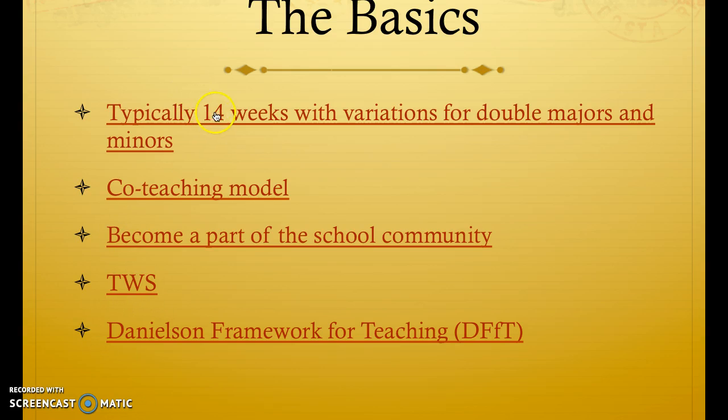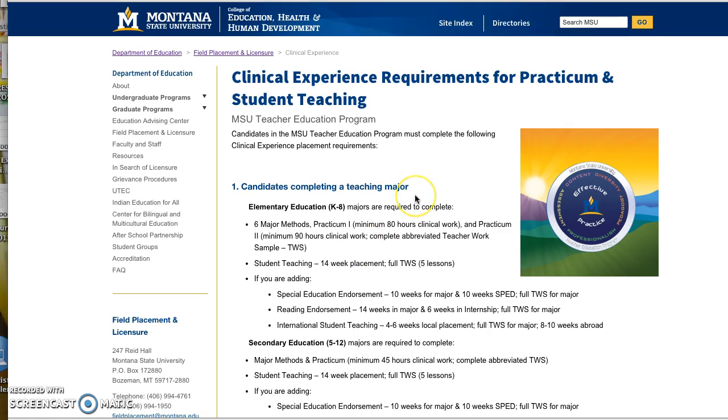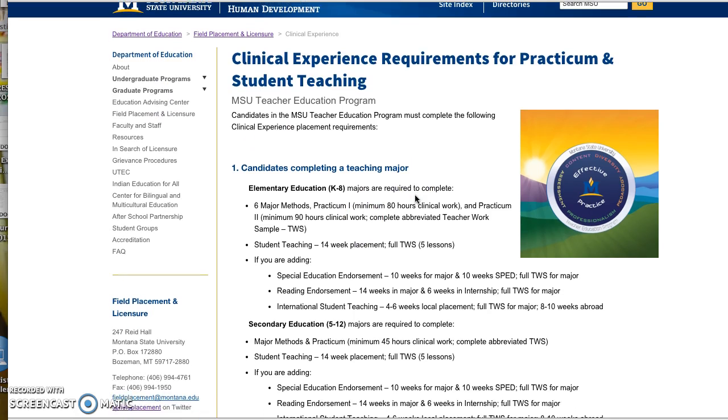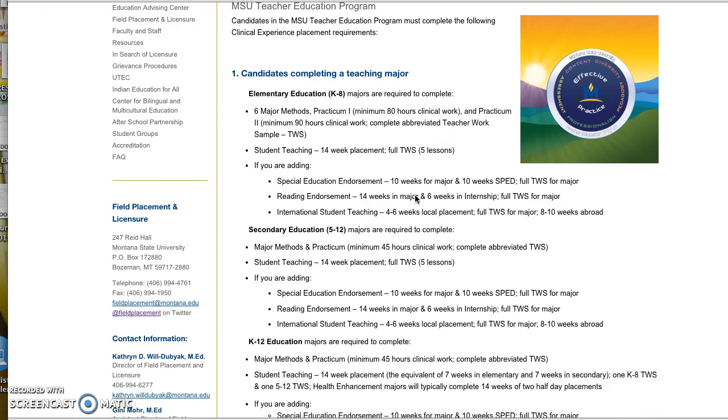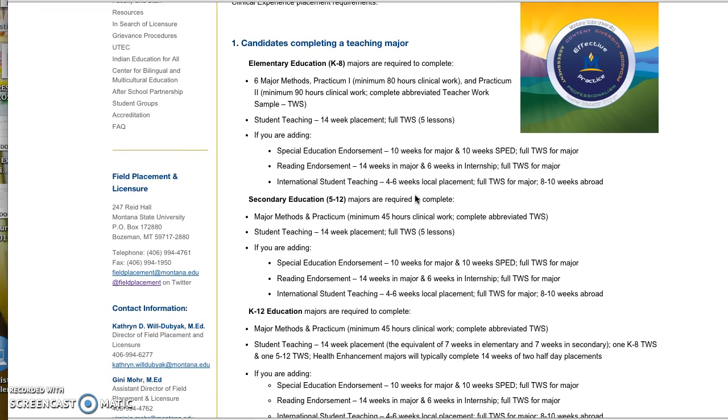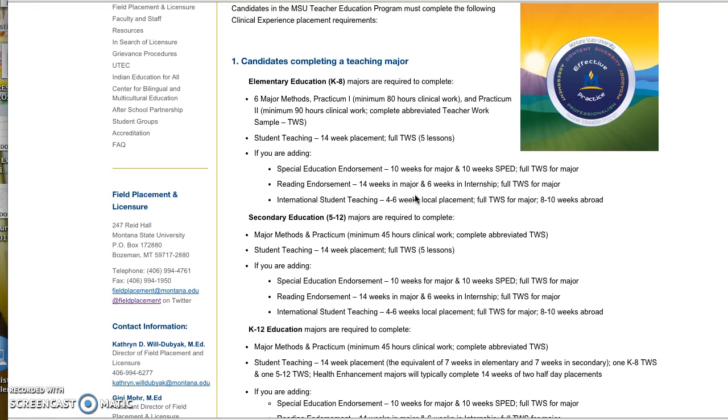So the basics of the student teaching internship, typically it's 14 weeks. There are some variations for people with majors and minors. Usually you're only working with one teacher, but again, everyone's situation is very different. I just want to take a minute and show you the clinical experience requirements for practicum and student teaching. You have access to this, and I would strongly encourage you to take a look at this to make sure that you are planning the correct number of teacher work samples.